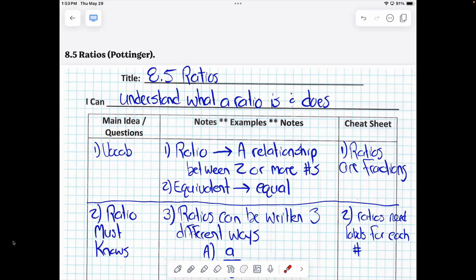Okay, good. 8.5 ratios. Do you know what a ratio is? Yes. Know what it does? Yes. A ratio is what's this word? It's a relationship. It is a comparison. It is how two numbers work together. Sometimes more than two numbers, but for the sake of this lesson, we're just doing two numbers, okay?